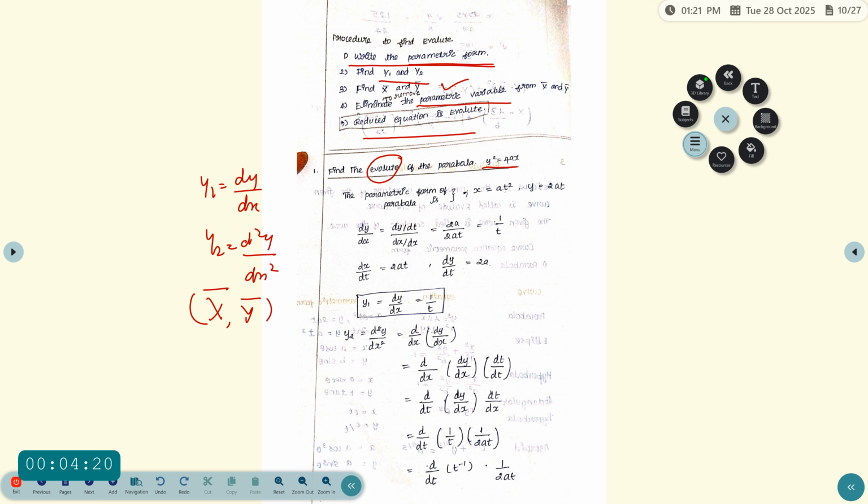So the parametric form of the given curve, parabola, our given curve is parabola. Its parametric form we just saw in the table: x equal to at square and y equal to 2at. Then the next step is to find y1 and y2. That is, y1 is dy by dx, y2 is d square y by dx square. So y1, dy by dx, can be written as dy by dt by dx by dt.